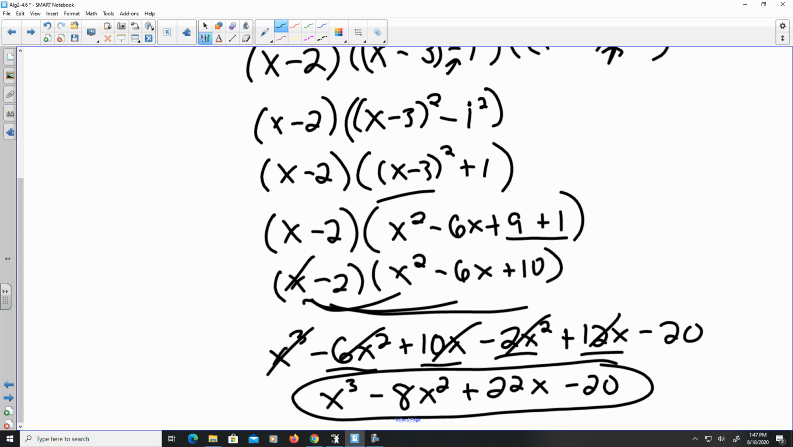And that is being able to solve using the fundamental theorem of algebra. Hope this helps. Until next time.